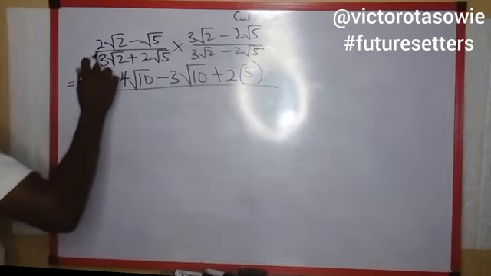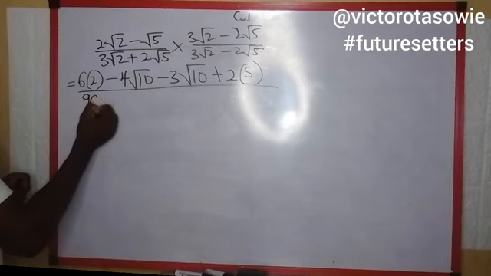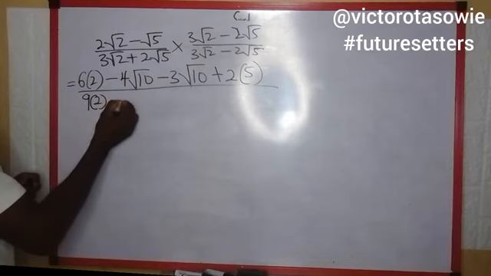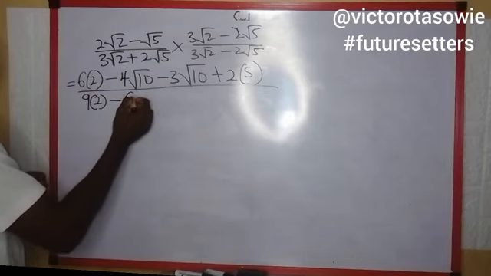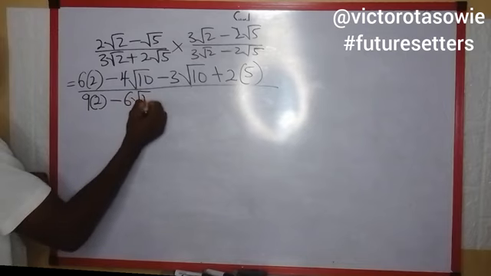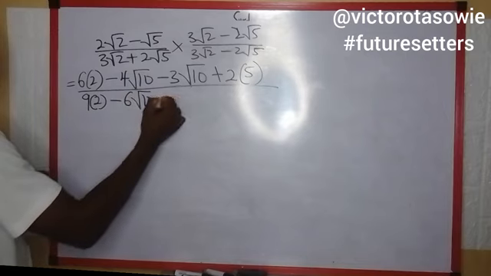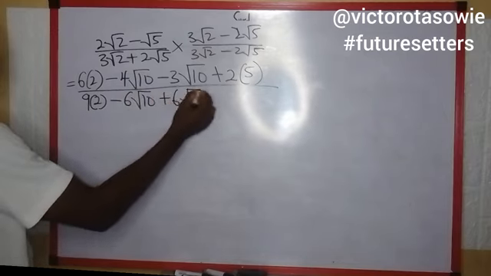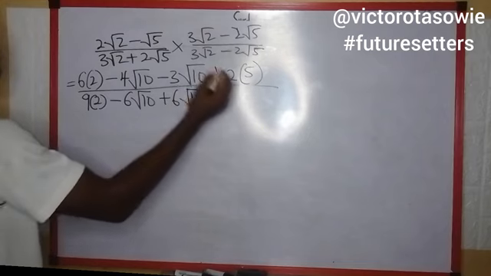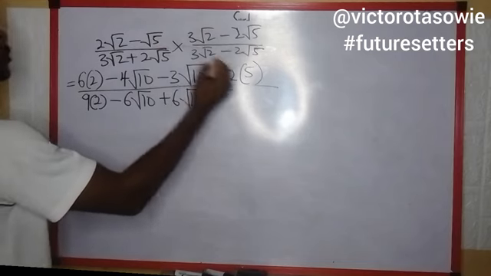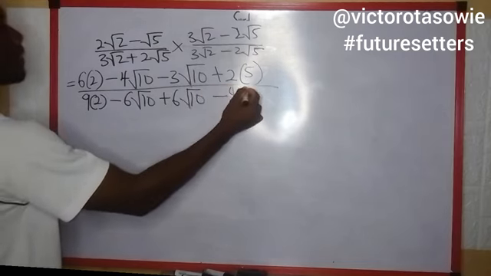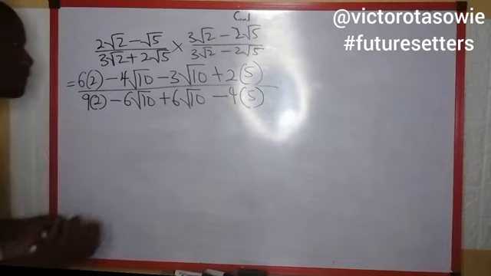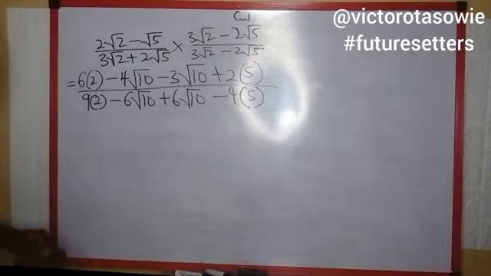Now we divide. 3 times 3, which is 9. Root 2 times root 2 is 2. Minus 3 times 2, which is 6. Root 2 times root 5 is root 10. Now 2 times 3, which is 6. Root 5 times root 2 is root 10. Plus times minus. Minus 2 times 2 is 4. Root 5 times root 5 is what? 5. To analyze this, we now break it down.